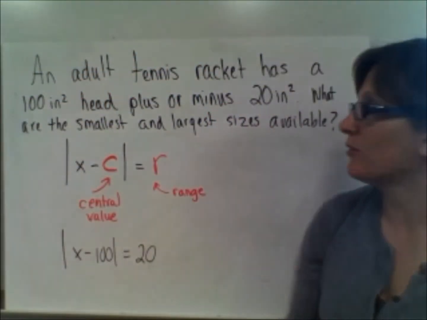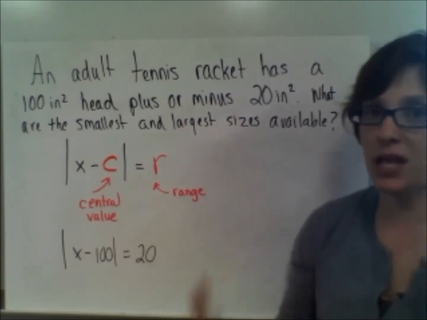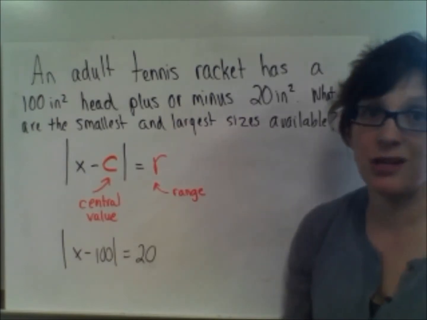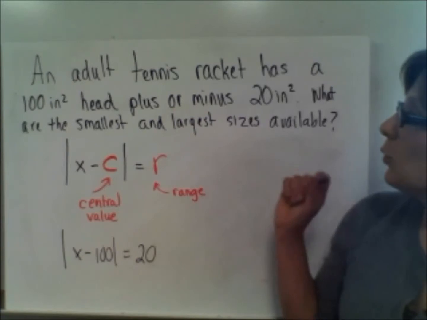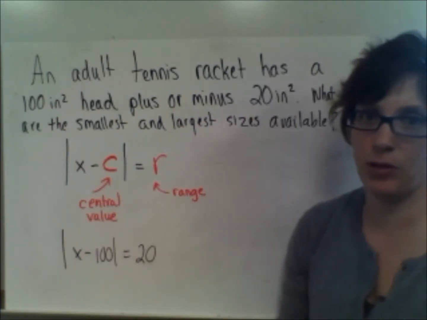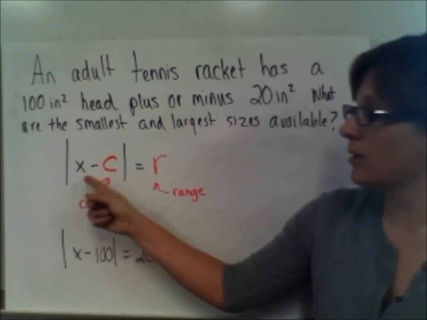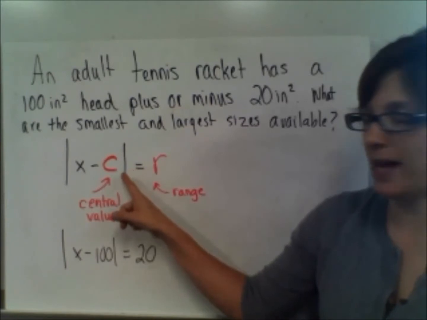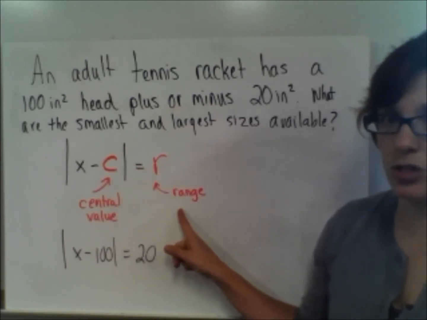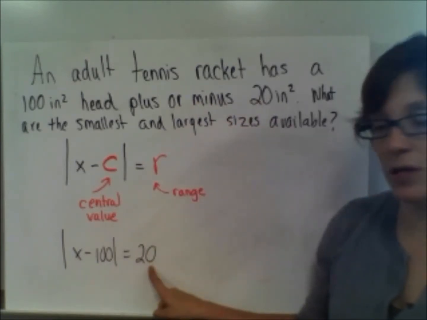So here's how absolute value is used in the real world. An adult tennis racket has a 100 square inch head plus or minus 20 square inches. That plus or minus is how we use absolute value. What are the largest and smallest sizes available? Well, here's your formula. X will always be a variable minus the central value, absolute value of all of that, equals the range. And the range is where they say plus or minus 20. So that's where I got 20 down here.